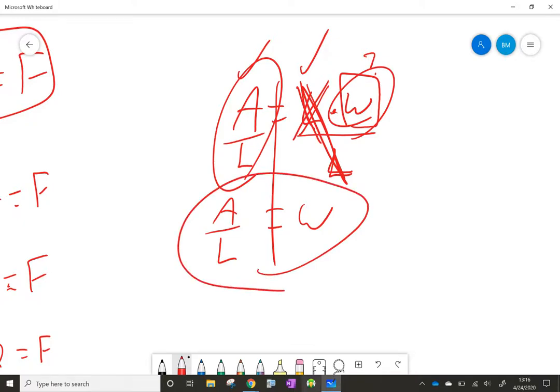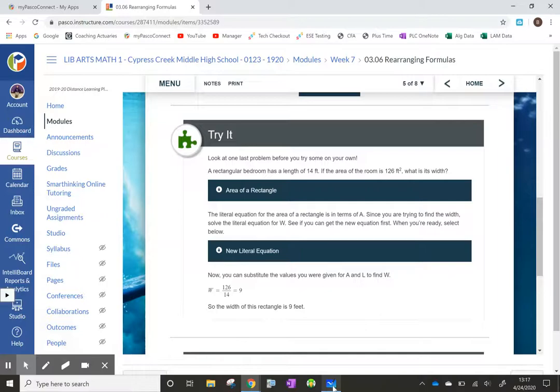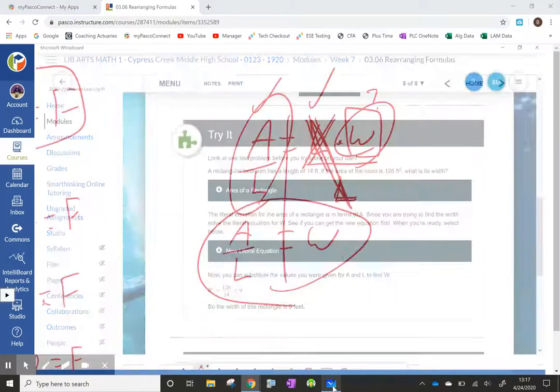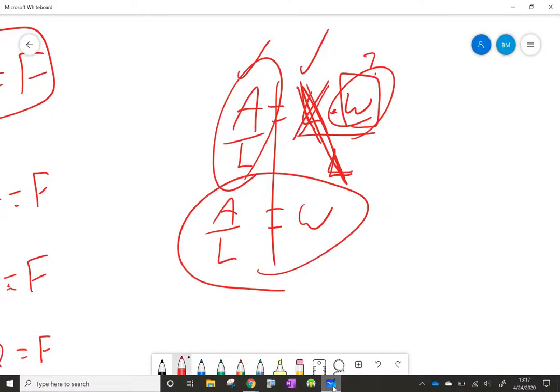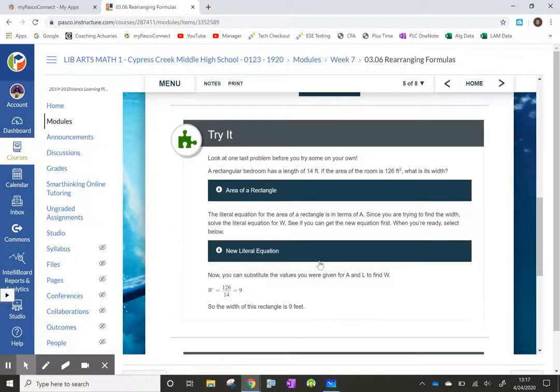Since we know area is 126, and we know length is 14, we can just plug it in. So it's really just 126 divided by 14. That equals the width. I don't have a calculator, but they say it's 9 feet when you calculate it out.